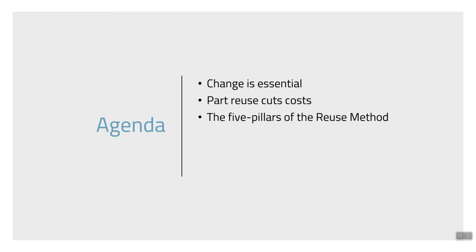So with that, let's go over the agenda for today's webinar. We're going to talk about how change is essential. We're going to talk about how part reuse cuts costs. We're going to talk about the 5 pillars of the reuse method. And then we're going to go over some next steps that you can take to start implementing a reuse process in your organization.